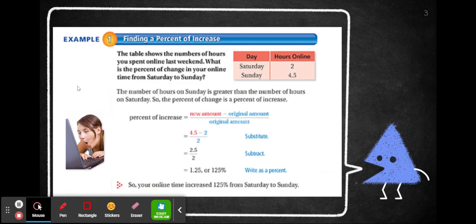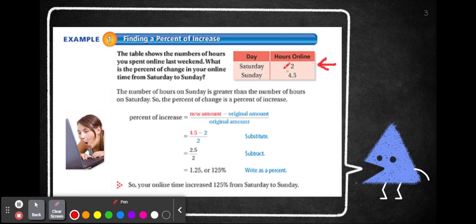Here's an example. In this one, we're finding a percent of increase. It says that the table shows the number of hours you spent online last weekend. What is the percent of change in your online time from Saturday to Sunday? So looking at the table, we can see it shows the two different days, Saturday and Sunday. On Saturday, you spent 2 hours online. On Sunday, you spent 4.5 hours online.